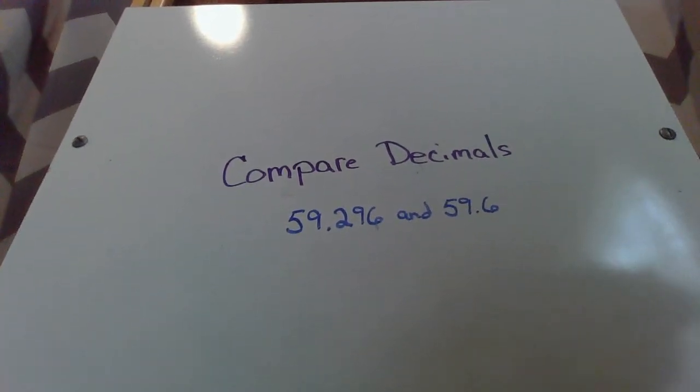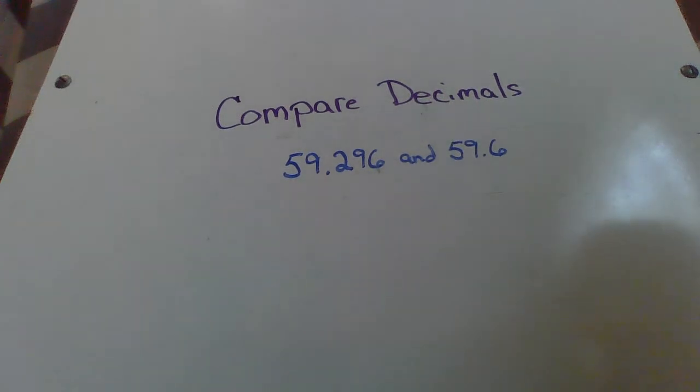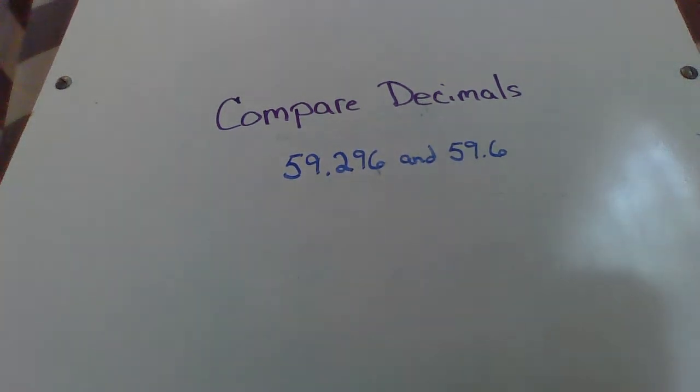In today's lesson, we're going to be comparing decimals. So if you look at the worksheet that you got for comparing decimals, the first example they give you is 59.296 and 59.6. There's different ways you can do this. One way that does make it a little bit easier is to follow the steps that they give you on the paper. It says to line up the decimal points, annex, which means to add, zeros where necessary.